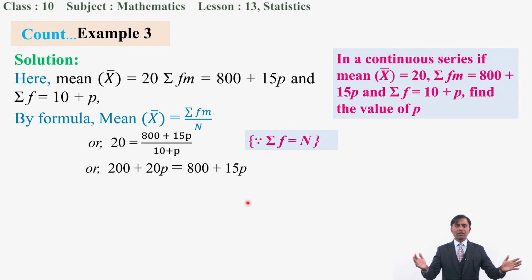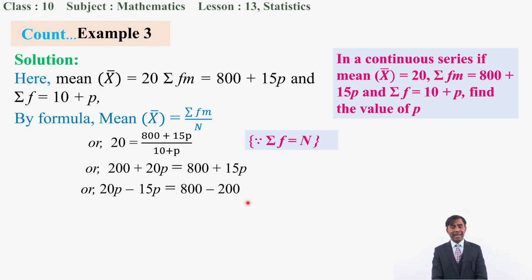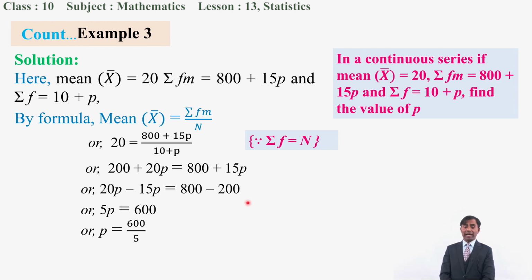Now write the like terms on the same side. So the terms of p on one side and the constant numbers on the other side, right? So 20p minus 15p is equal to 800 minus 200. And then 5p is equal to 800 minus 200, which is 600. Finally, p is equal to 600 divided by 5, and the result is 120, right?